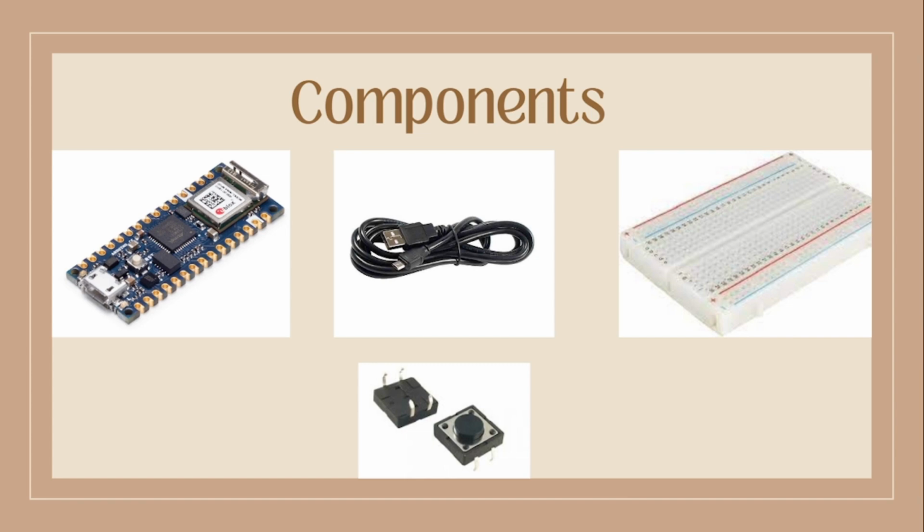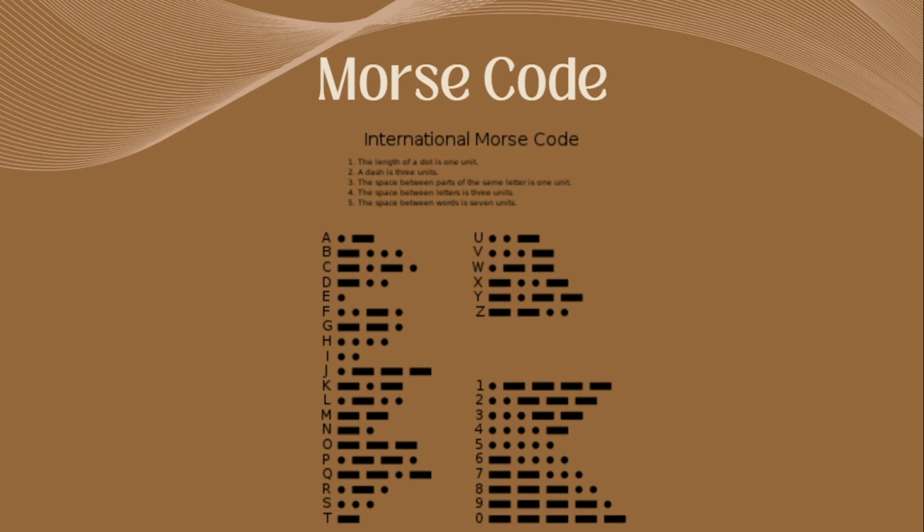So in this task, we need the LED light to blink our first name in the form of Morse code when the push button is pressed. The representation of the Morse code is as follows. For example, for letter A, the representation is dot dash.